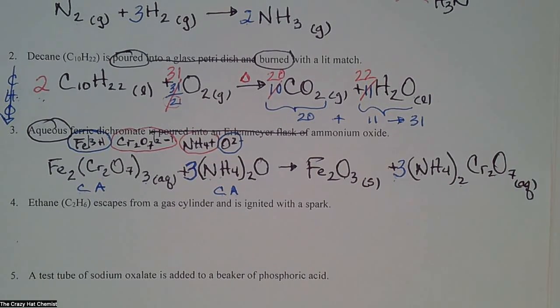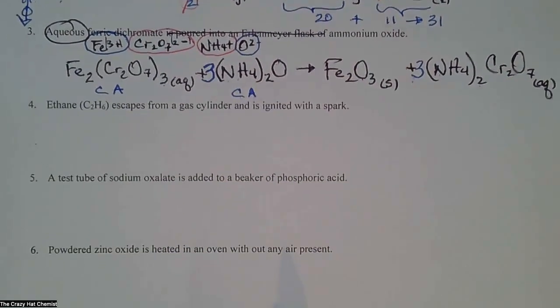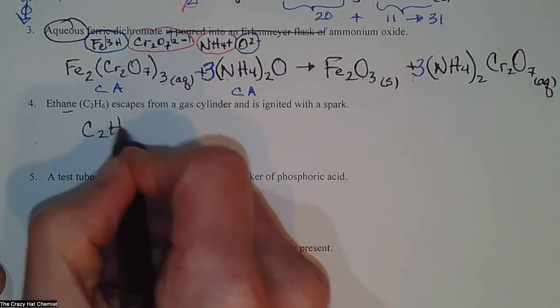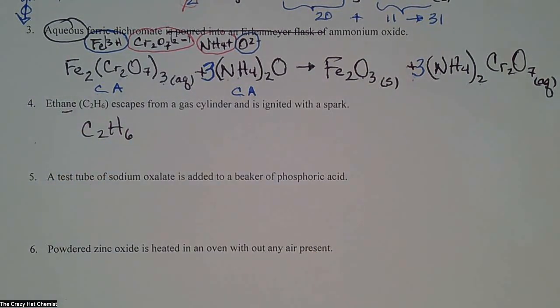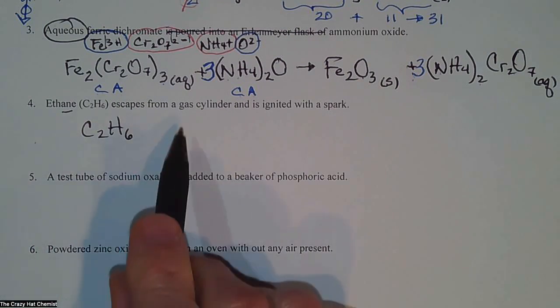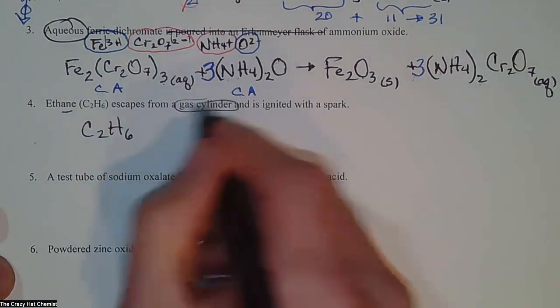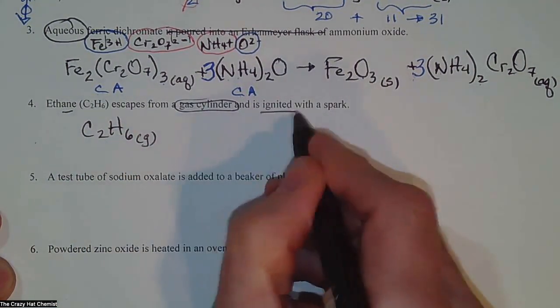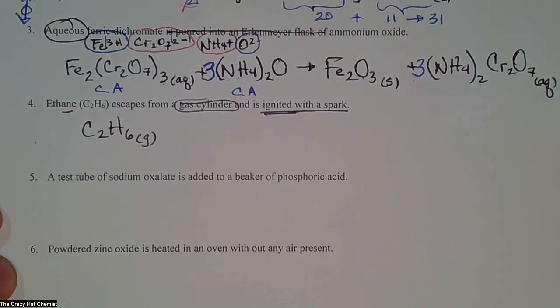Okay, all right. So next one, we're going to scroll this down right over here and then we're going to do the next one. So the next one is ethane, okay, and that is C2H6. It says that it escapes from a gas cylinder. So that's letting us know that it's a gas, and it is ignited with a spark. So that also means that this reaction here is a combustion reaction.